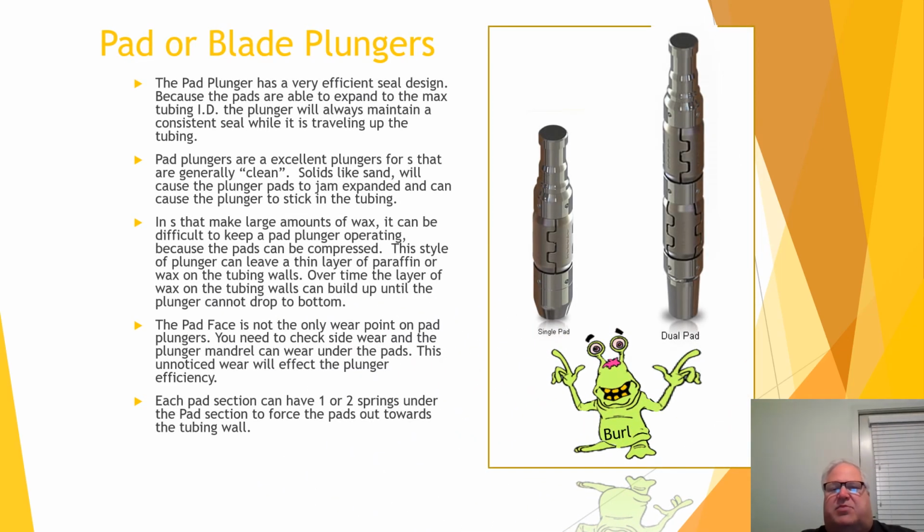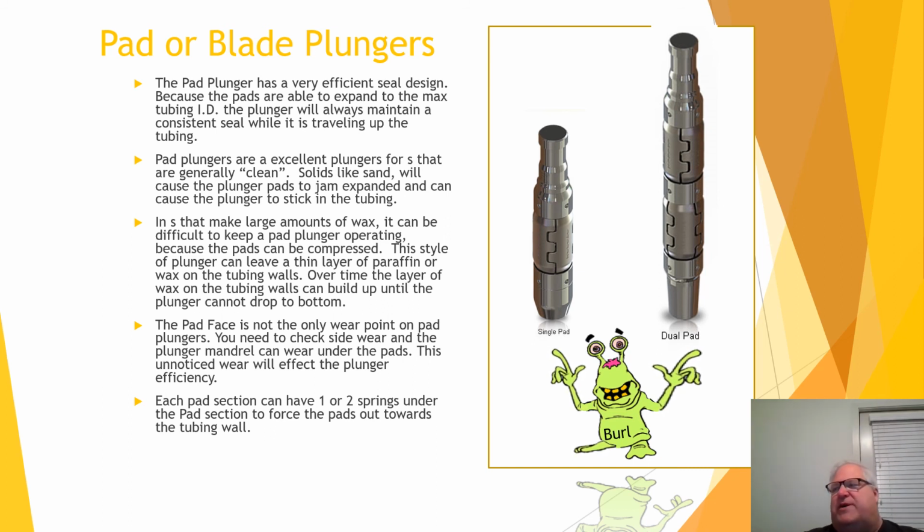Pad, blade plungers. Here's an example of a single pad, dual pad. I've seen triple pads, things like that. They are a great plunger. When we were doing mostly vertical stripper gas wells with a little bit of water, these were the number one plunger. They always worked the best. They had the best seal. This type of plunger was the real go-to plunger.